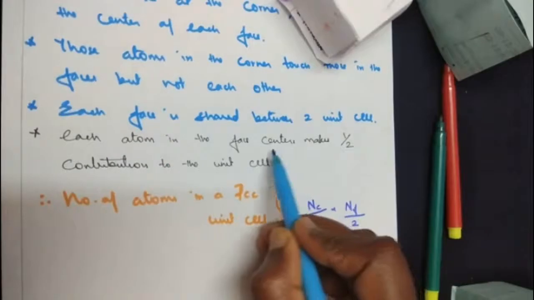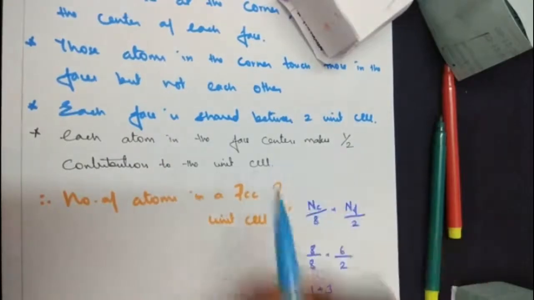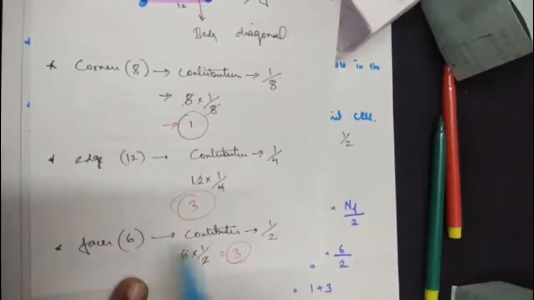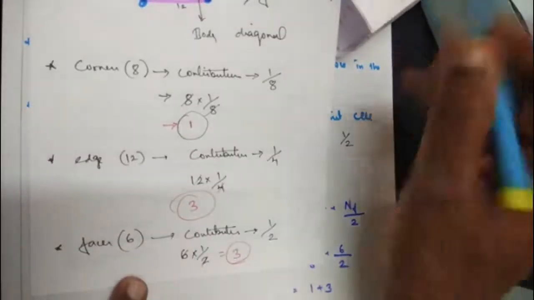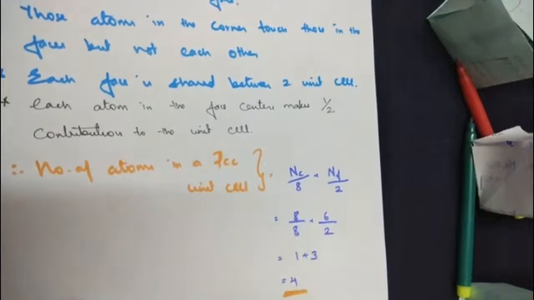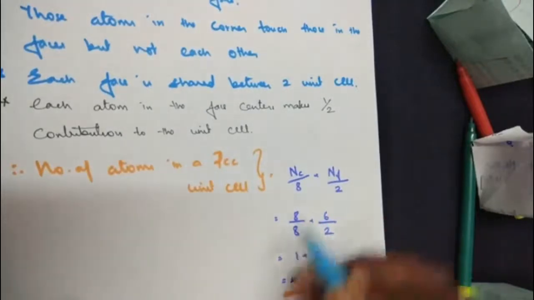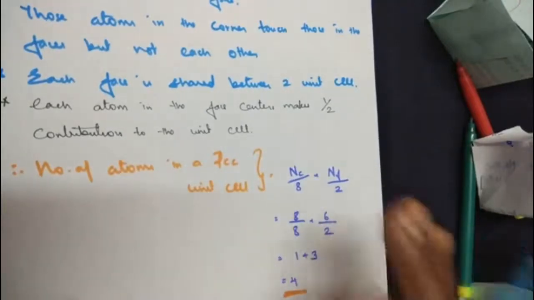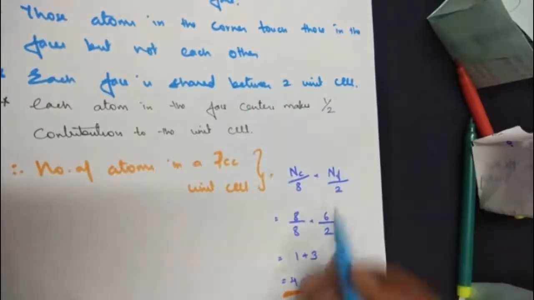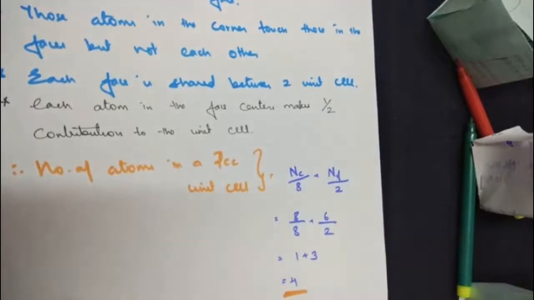Each atom in the face center makes a half contribution to the unit cell. If you remember this point, face center makes a half contribution, meaning half in this unit and half in this unit, so that they make up one full atom or particle. Therefore the number of atoms in an FCC unit cell is NC by 8, the number of atoms in the corner for every category, plus NF by 2. F stands for the number of atoms in the faces.